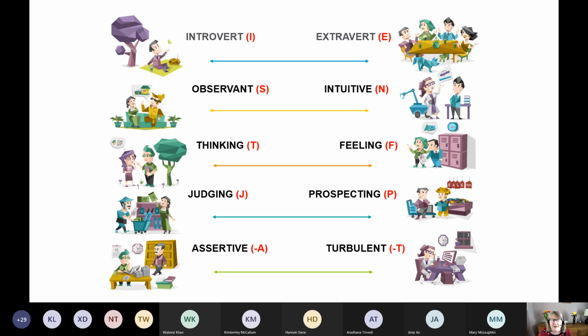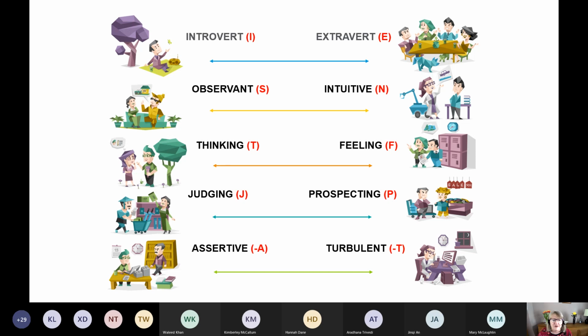And that 5th one, the assertive and turbulent spectrum, is slightly different and indicates whether you use your style, so therefore your first 4 letters, in an assertive or a turbulent way. So even just looking at that slide, you may be ISTJ, and all of you could be that for all I know, but some of you might be ISTJ-A or ISTJ-T. That's just the way it works. You'll use the 4 letters and then you'll be either A or T as well.